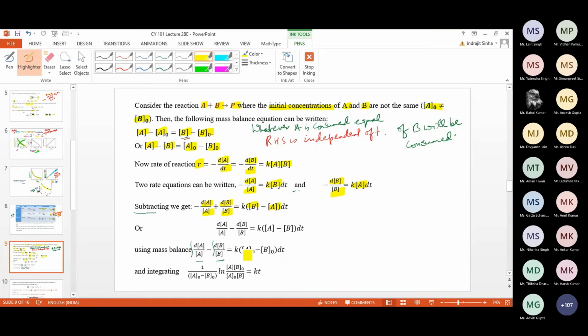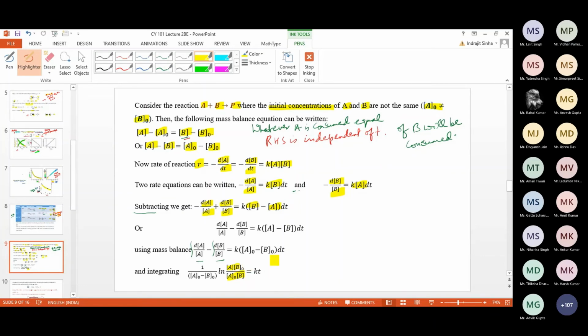Right? And finally you use the mass balance. A minus B is equal to A0 minus B0. Invert it, then integrate it and get the answer. Again, the limits are of course A and A0. A0 is the initial concentration, A is the final concentration at time t. B0 is the initial concentration, B is the final concentration, right? So you got this expression.